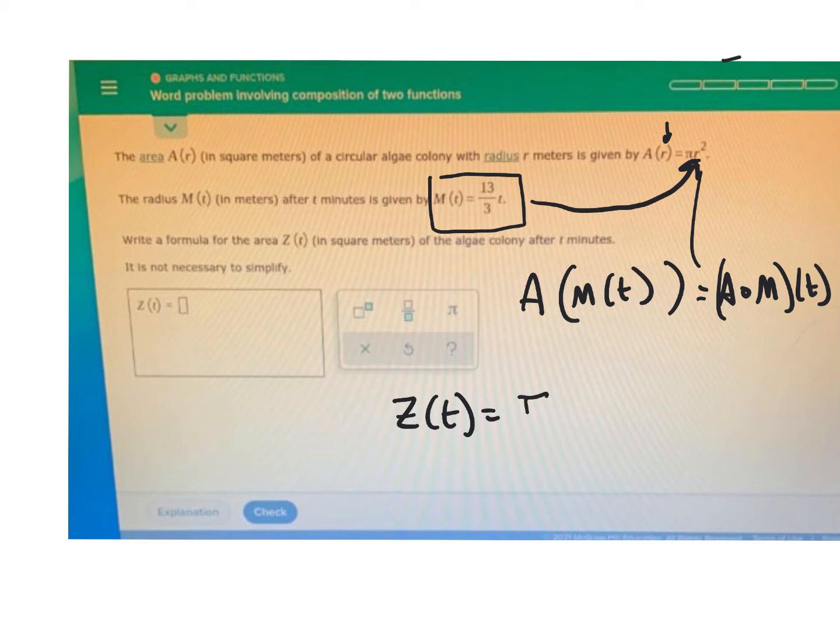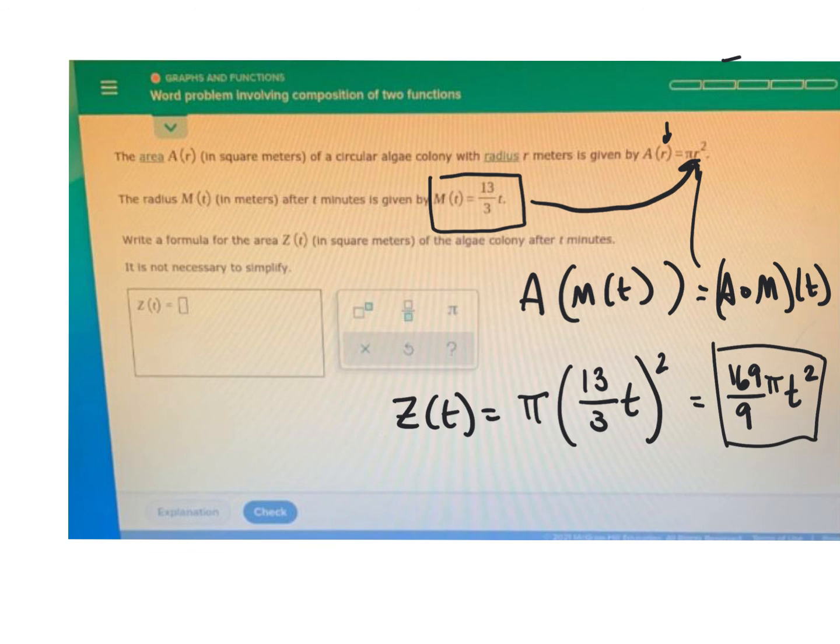So what I'll do is I'll have pi, and then instead of r, I'll have 13 over 3t squared. And I just have to simplify that. So that'll be 169, because that's 13 times 13, over 9. And then if I do t squared, I'll get t squared. And then I just have that pi out in front. I might put it right here just so it looks a little nicer. But that's all. I'm just replacing that radius function in for the radius, and I get a new function for the area in terms of time instead of the radius.